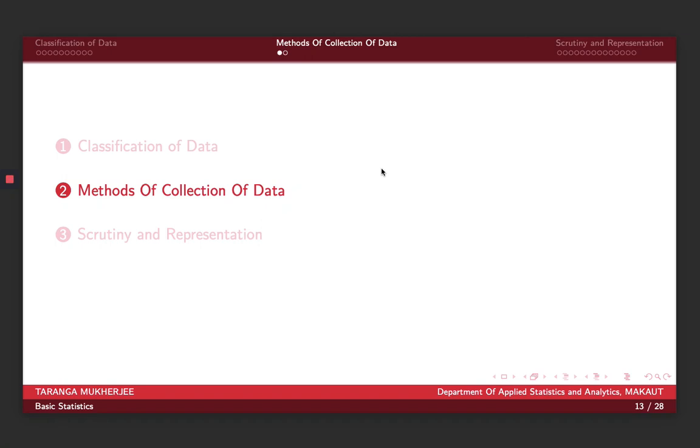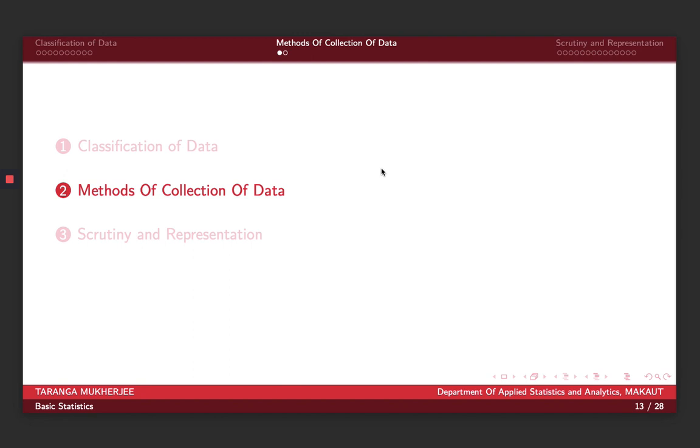So let's start the second phase for statistics for everyone. In the first phase, we talked about data and different kinds of data like cross-sectional data, time series data, numeric data, non-numeric data. So the importance of data is just huge in statistical science. But the next question is how to collect the data.